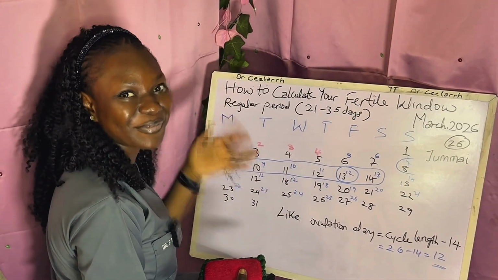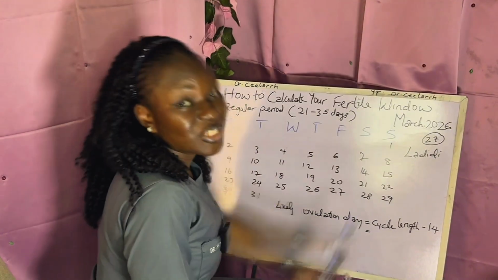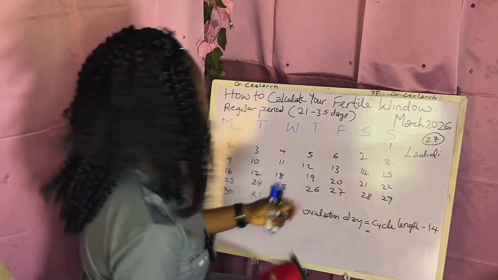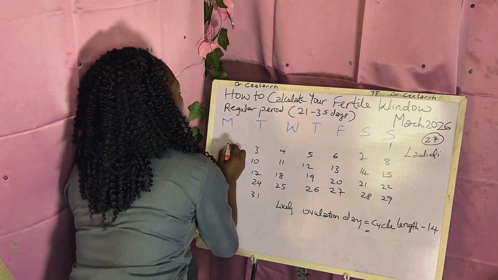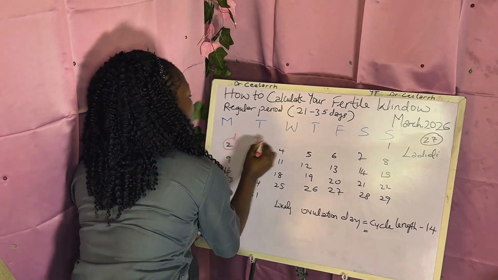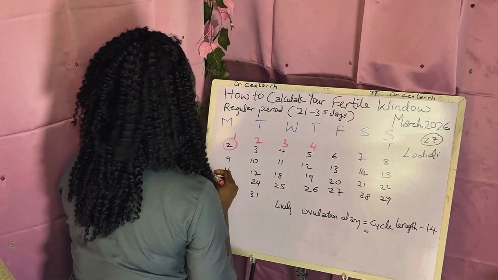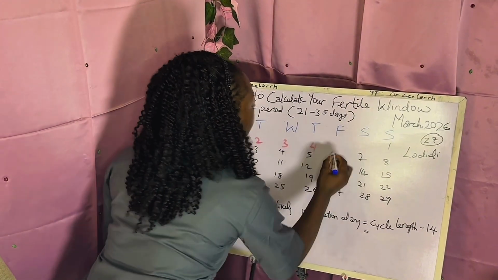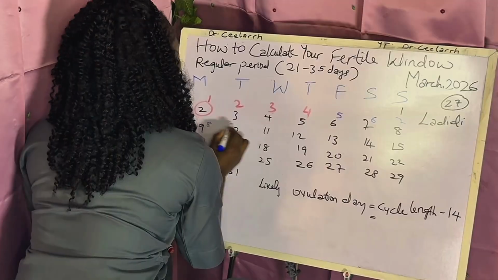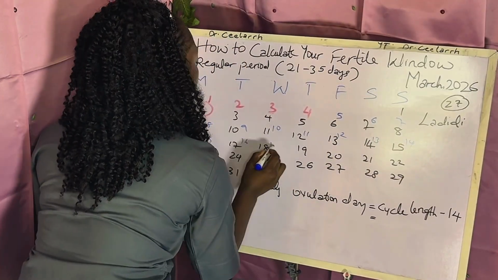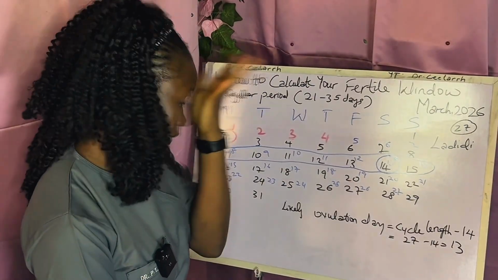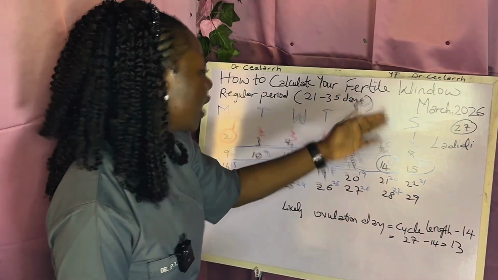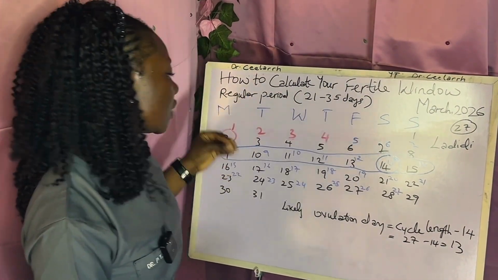for 27 days. For a 27-day menstrual cycle, we're using Ladidi. Ladidi started bleeding on the 2nd. That's her day 1, day 2, day 3, and day 4. Let's keep counting till day 27. Let's see where her cycle will end. 5, 6, 7, 8, 9, 10, 11, 12, 13, 14, 15, 16, 17, 18, 19, 20. Oh my God! For Ladidi, she has a 27-day menstrual cycle.